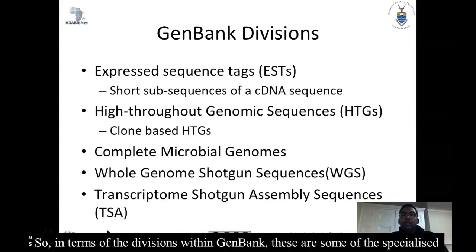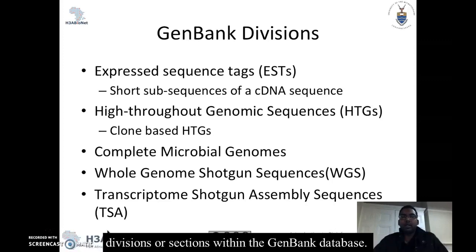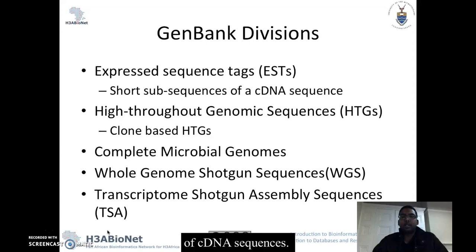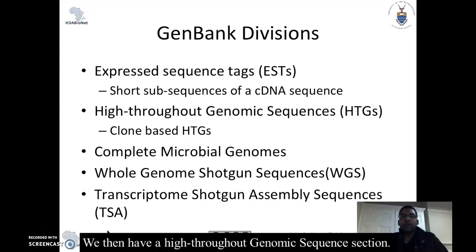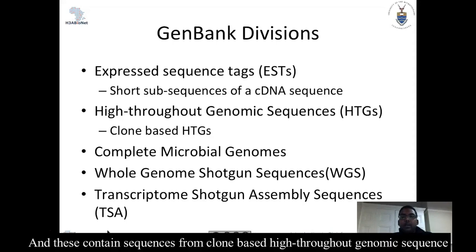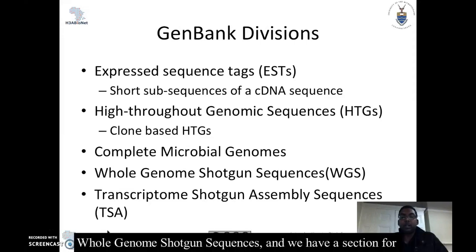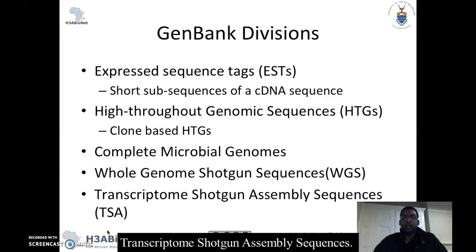These are some of the specialized divisions or sections within the GenBank database. We have expressed sequence tags, or ESTs, which are short subsequences of cDNA sequences. We then have a high-throughput genomic sequence section, which contains sequences from clone-based high-throughput genomic sequence experiments. We then have a section for microbial genomes, a section for whole genome shotgun sequences, and a section for transcriptome shotgun assembly sequences.